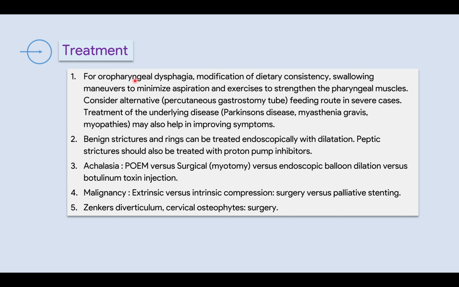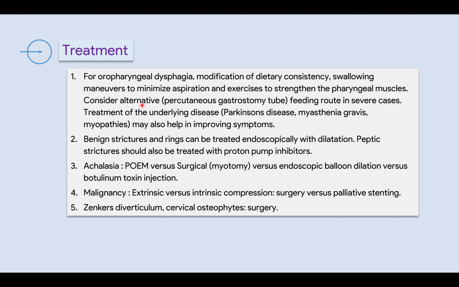So it's been written that for oropharyngeal dysphagia, modification of dietary consistency, swallowing maneuvers to minimize aspiration, and exercise to strengthen the pharyngeal muscle are used. Why? Because the pharyngeal muscles are weak. There is a neurological issue, so they are not able to transfer that bolus into the esophagus, causing dysphagia. So in such patients, we might need to go for training of their pharyngeal muscles. Swallowing reflex has to be developed. Speech therapy, swallowing therapy has to be done.